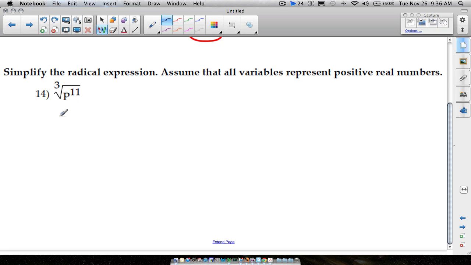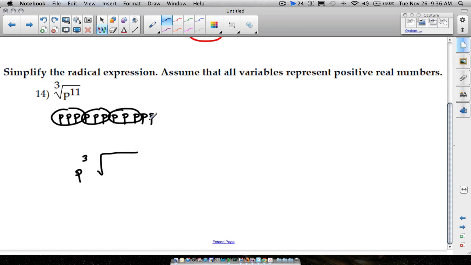Now, I'll tell you what, I'm going to write down 11 p's. 2, 3, 4, 5, 6, 7, 8, 9, 10, 11. You're trying to pull out groups of 3. So there's one group, there's 2 groups, and there's 3 groups. So therefore we have p cubed because we pulled out 1, 2, 3 groups. What do we have left over?